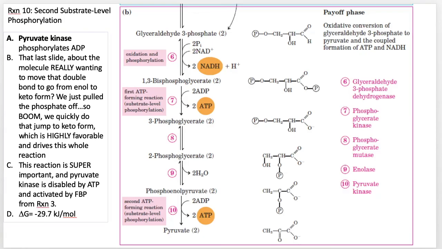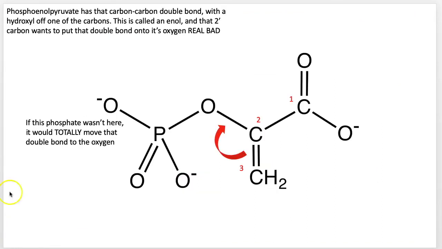Last reaction, we're almost done. So for our last reaction, we need to take that phosphate that's sticking right here, right? We want to take this phosphate and put it onto ADP. And so we made this crazy enol that really wants to have this double bond flip over there. Well, guess what? That's what happens. It's so favorable and powerful to flip this way that it happens.